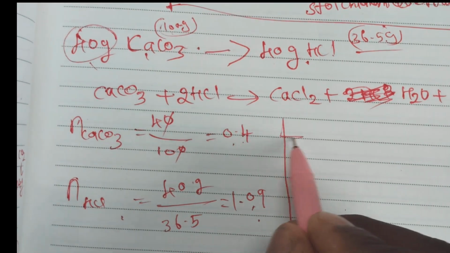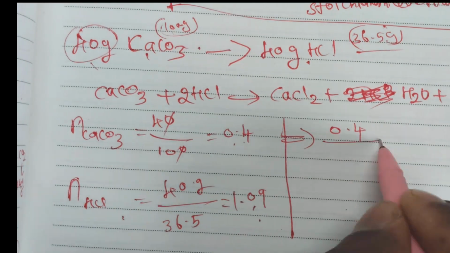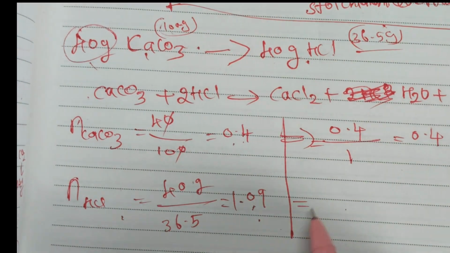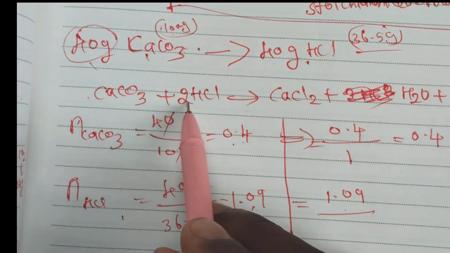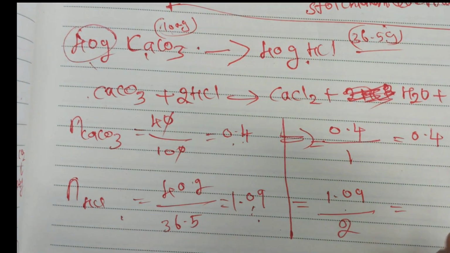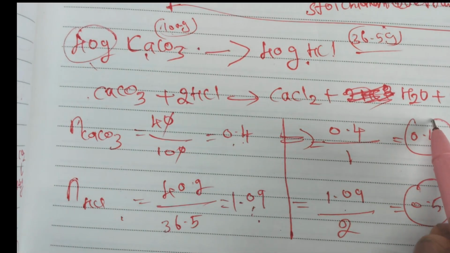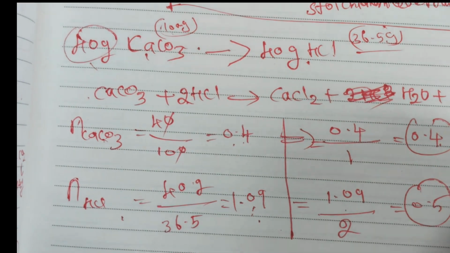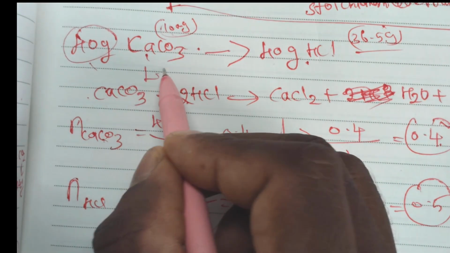After that, we divide these moles by the stoichiometric coefficients. For example, 0.4 mole divided by calcium carbonate's stoichiometric coefficient of 1 equals 0.4. Similarly, for HCl, 1.09 moles divided by its stoichiometric coefficient of 2 is approximately 0.5. So we have 0.5 for HCl and 0.4 for calcium carbonate. That's why calcium carbonate is the limiting reagent, because it has the lesser value.